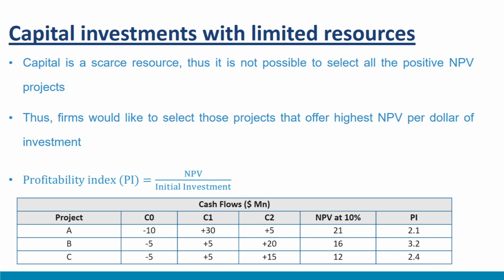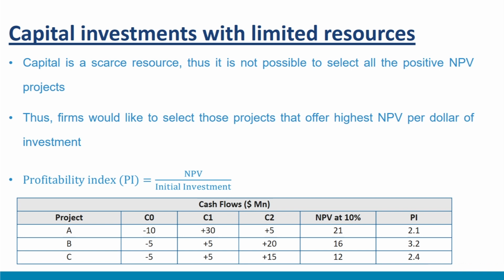Consider the following three projects with cash flows as provided here. All three projects are attractive, but the firm has only $10 million to invest. In that case, it can invest in project A or in projects B and C, but not in all three. Although this is a rather easy case, as we can see the NPV of project A is less than B and C combined. However, things are not always so easy.